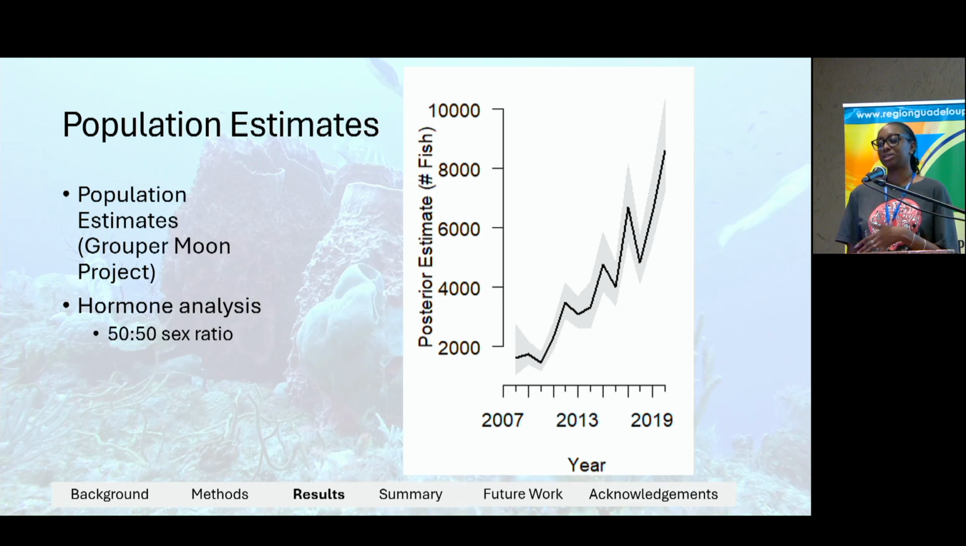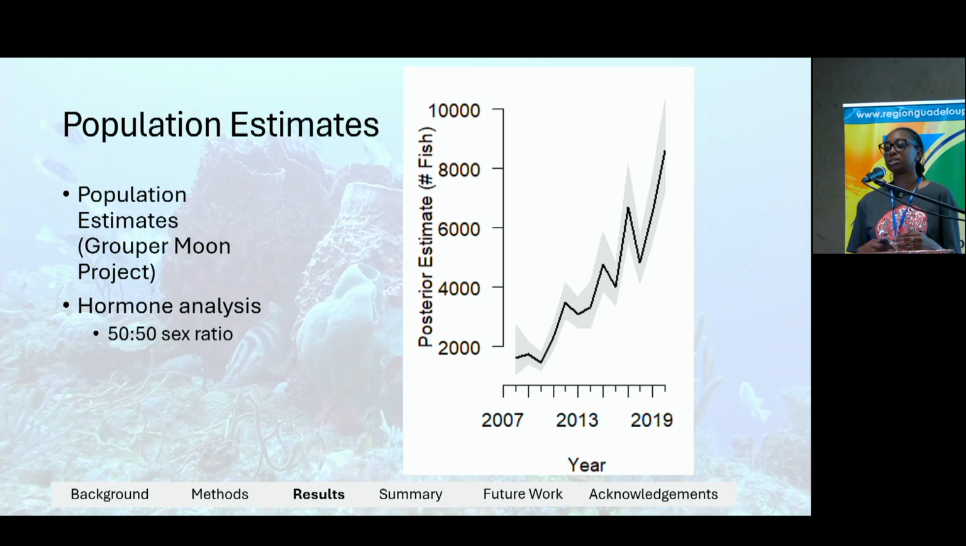And so that's when I got population estimates, once again, from the Grouper Moon project. They've been doing this project for well over 20 years, and I have data from the years 2008 up until 2023 on population estimates. And then hormone analyses from a while ago were able to inform me that it's about a 50-50 sex ratio for Nassau grouper at these spawning aggregation sites. So every value was basically cut in half to get the number of females in the water.